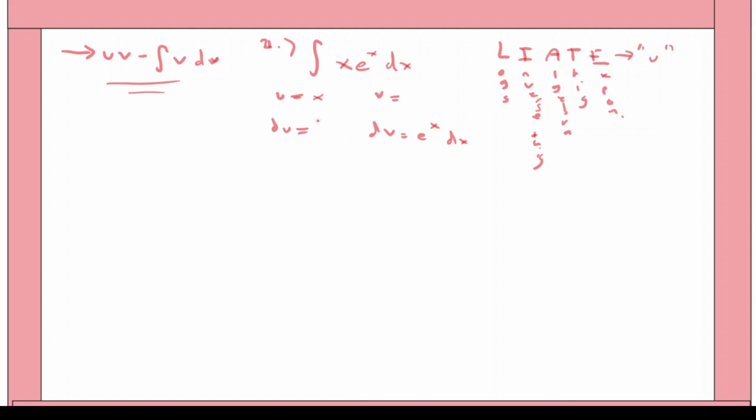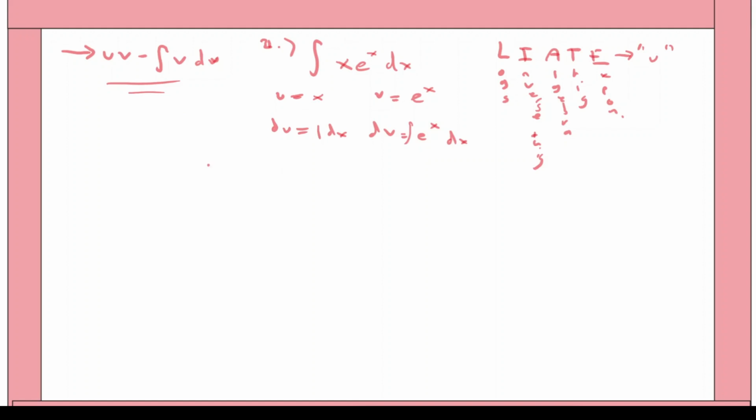So now let's find the rest of the things in our chart. So the du would be 1 dx, similar to last time. Your integral, if you want to put that symbol just to remind yourself, of e to the x to get v is of course just e to the x, because e to the x's derivative is also e to the x. Now that we have all the parts, let's plug them all in.